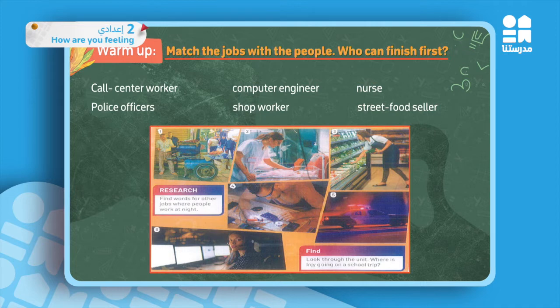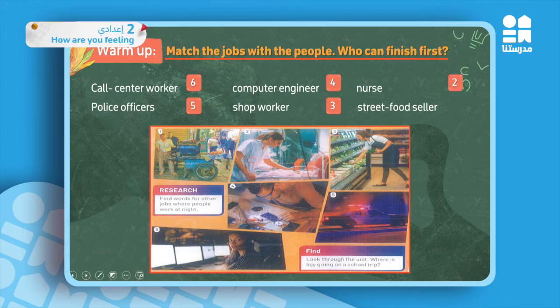Okay, now I guess you got it all correctly. Let's now check our answers. Of course, picture number 6 was for call center worker, and it means عامل اللي بيستقبل الاتصالات, call center. And for police officers, of course, we know police officers or ضباط الشرطة. It's for picture number 5. Also, we have a new word, computer engineer أو مهندس الكمبيوتر. It's for picture 4. Then we have a shop worker. It's for picture 3 أو العامل اللي بيعمل في محل.